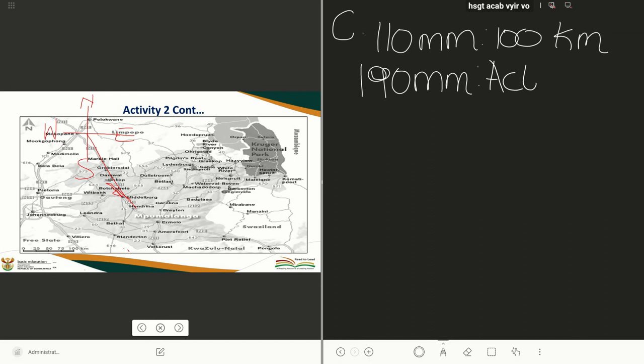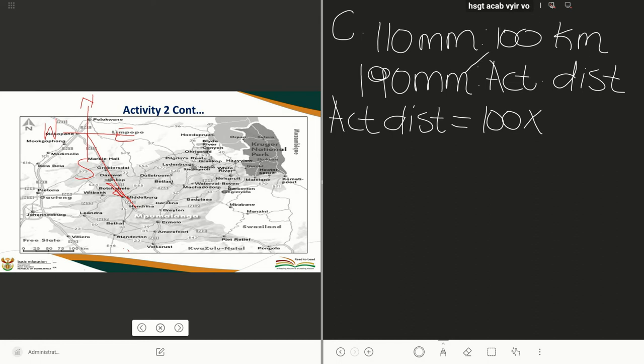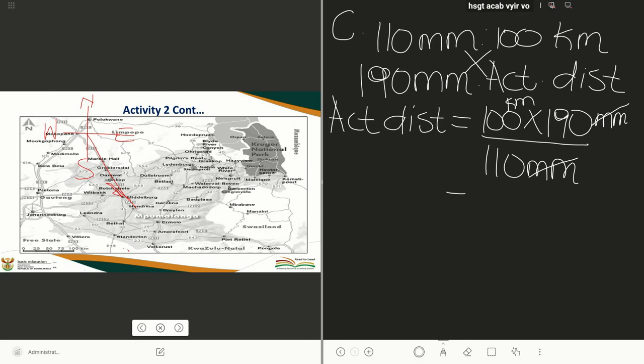Now let us do our calculations. Actual distance equals 100 multiplied by, remember you are cross multiplying, 190 multiplied by 100 divided by 110. Let me write the units. It's millimeters here, and the 100 here is kilometers. The 190 is millimeters. I'm writing the units because I want to show you that because these units are the same, they are going to cancel each other. So whatever answer we get, it's going to be in kilometers, because that is the only unit that we are left with.